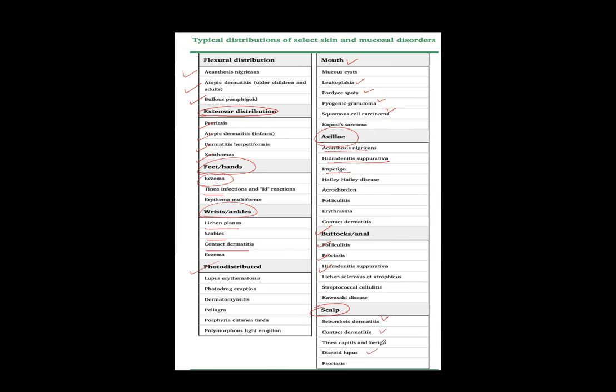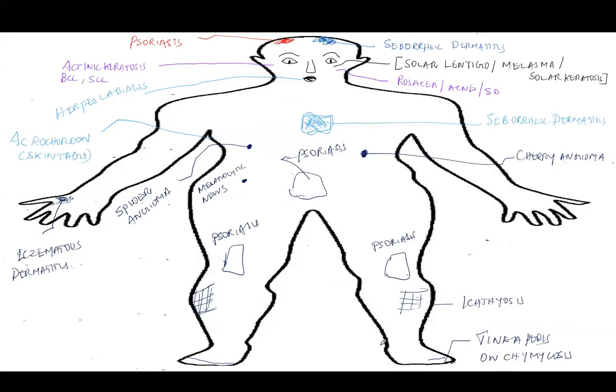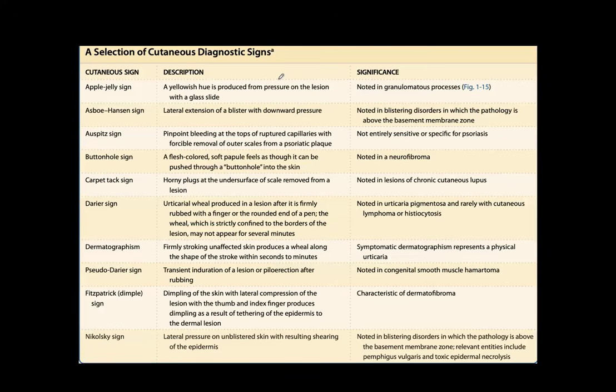dermatitis, discoid lupus. This is a picture I've drawn, and I know it's kind of odd, but these are the different lesions and the distributions we have seen just now. So these are some of the signs in dermatology you should know.